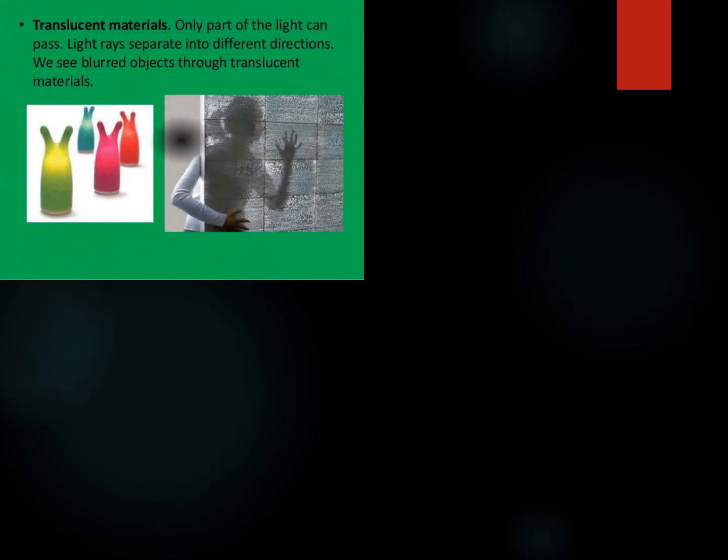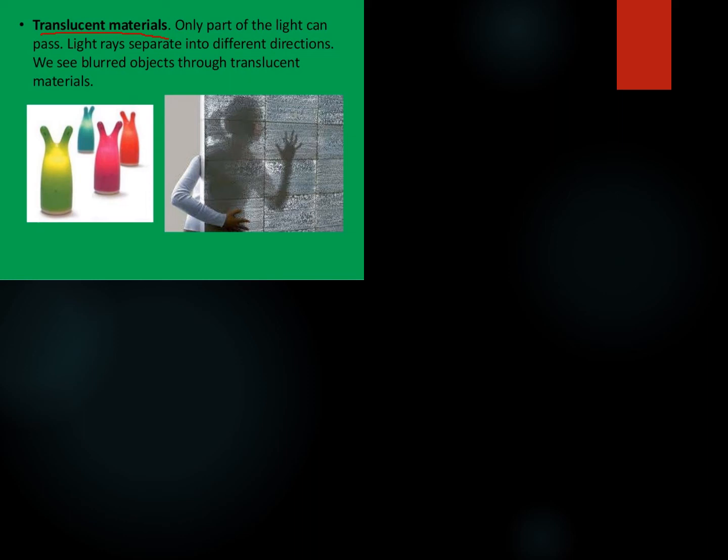The third one is translucent materials. With translucent materials, only a part of the light can pass. That means a part of the light, not all the light, can pass through. Light rays separate in two different directions. We see colored objects through translucent materials. Like here, you cannot see the girl clearly. So translucent materials allow us to see objects but not clearly.